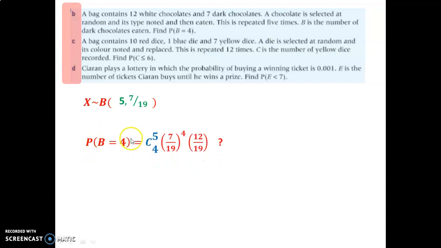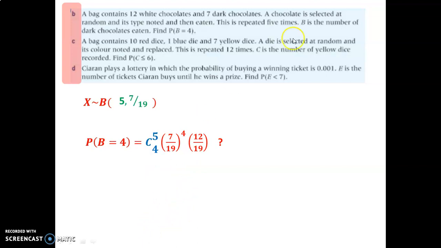Probability of getting 4 dark chocolates, and then it's 5 selections of chocolate, 4 of them are dark. There's our chance of getting a dark, so 4 of those, 1 of those of not getting a dark. But before we punch this all in our calculator, let's think about it. It turns out this one is not binomial.